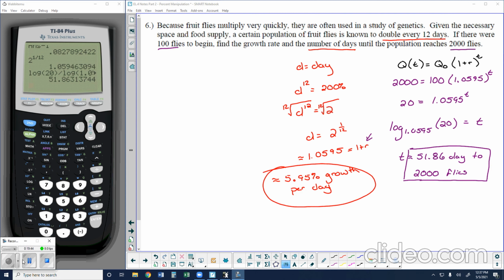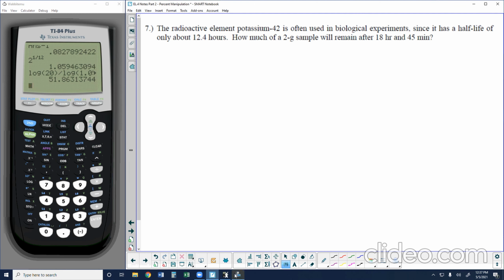Let's take a look at one more example here. So example problem number 7, it says the radioactive element potassium-42 is often used in biological experiments since it has a half-life of only about 12.4 hours. How much of a 2-gram sample will remain after 18 hours and 45 minutes?